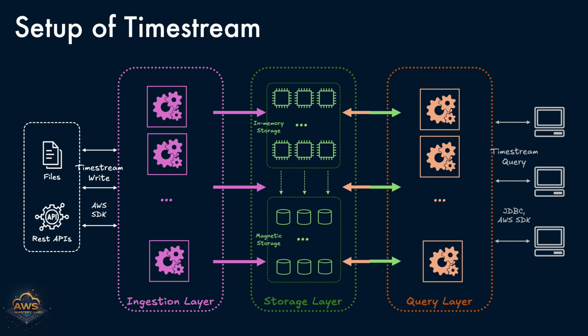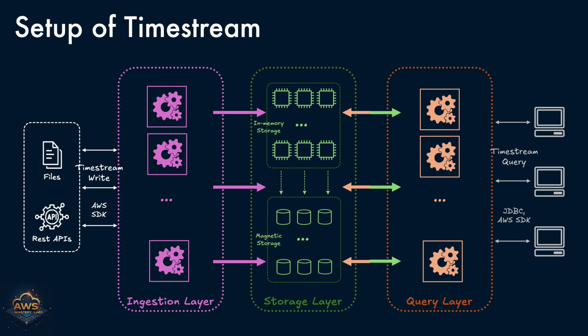On the left, we begin with the data sources. These could be IoT devices, application telemetry, infrastructure monitoring tools, or any system emitting time-stamped data. Timestream supports integration through various methods, including file-based ingestion, REST APIs, and native AWS services like Amazon Kinesis, AWS IoT Core, and AWS Lambda. This makes it easy to bring in high-velocity streams of time series data from virtually any workload. Once the data is received, it passes through the ingestion layer.